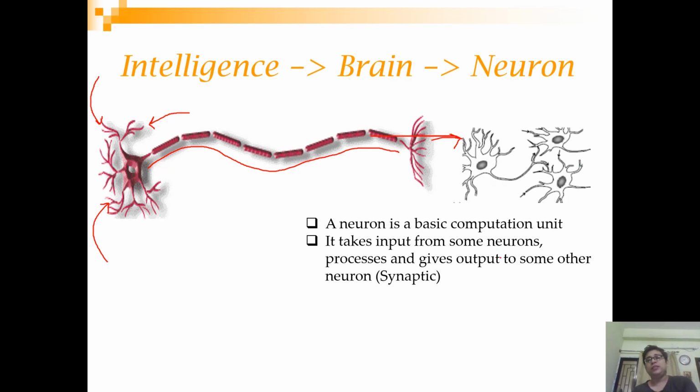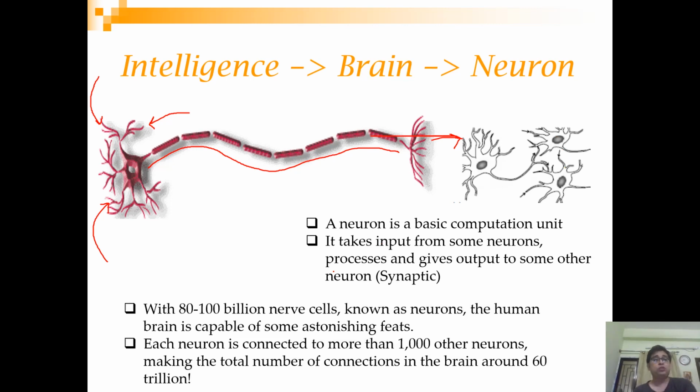And this is how the neurons can be interconnected. You can see that this neuron is producing some output which goes to multiple neurons. In turn, this neuron is again connected with this neuron. And for the brain, there are actually 80 to 100 billion nerve cells, and each neuron is connected to more than 1,000 other neurons. So the total number of connections in the brain can be around 60 trillion. So these are a couple of motivations for computer scientists to study how this can be simulated.